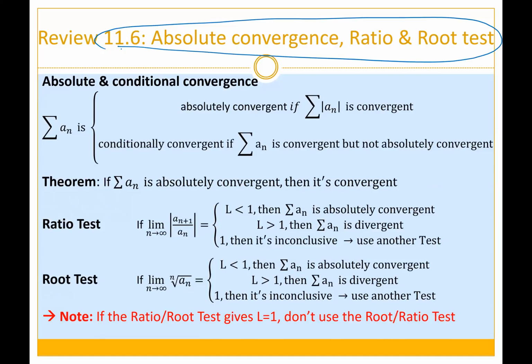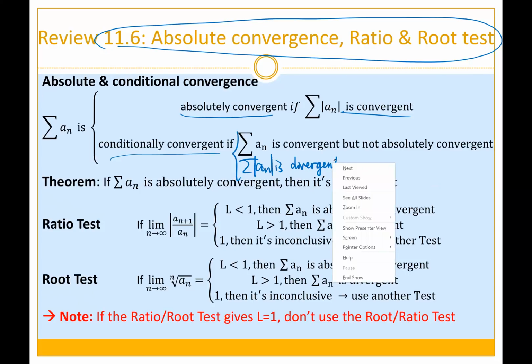So 11.6: absolute convergence, ratio, and root test. Absolute and conditional convergence are defined like this. You have a series. It is absolutely convergent if the series formed by the absolute value of every single term in the sequence is convergent. It is conditionally convergent if the series itself is convergent but not absolutely convergent. So say this one is convergent, and the one with the absolute value is divergent. Then you call that one conditionally convergent.